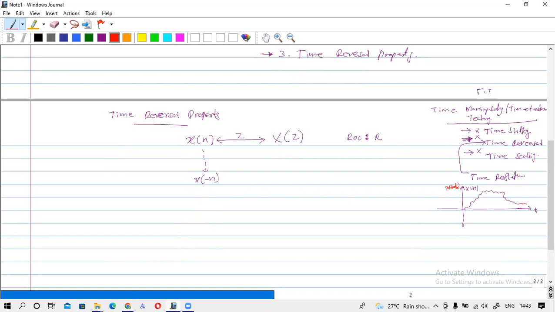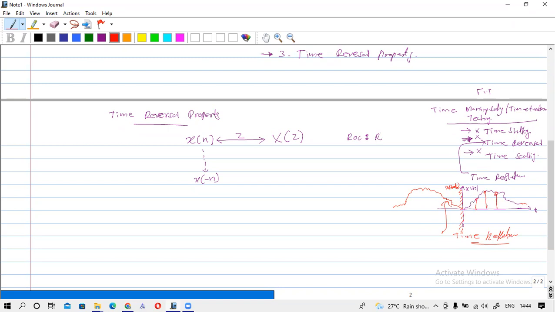When we get the time reverse signal, we will have the mirror image of the original signal x(t) around the y-axis. This y-axis acts as a mirror, and for the time reversal signal you get the mirror image of the signal. So this is a reflection actually, which is also called time reflection.